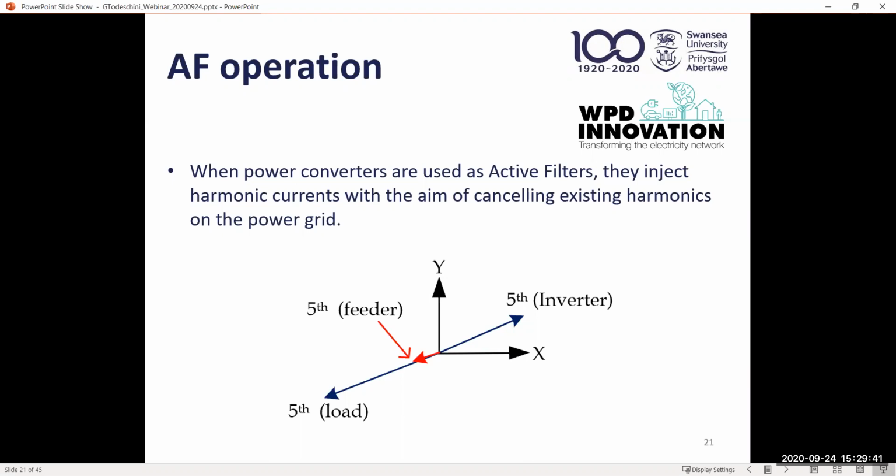So this is shown in a nutshell in this vector diagram for the fifth harmonic component. In this case, we start with the fifth harmonic load current that's indicated by this phasor. And then the inverter is controlled to inject a current that's opposite in phase with the same magnitude. And ideally, these 2 components will add up in a way to cancel completely the current upstream of the inverter.